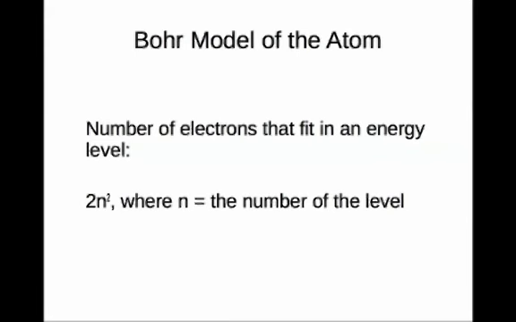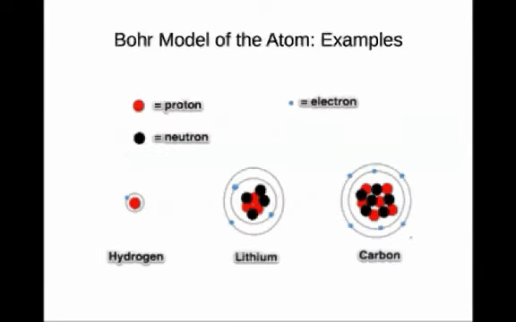So level 1 can hold 2 electrons. n is 1. n squared is also 1. 2 times 1 is 2. Level 2 can hold 8 electrons. 2 squared is 4. 4 times 2 is 8, and it goes up from there. So, as atoms get bigger, with more protons, and so more electrons, those electrons go into specific energy levels, filling the lowest level first, then the second level, the third, etc.